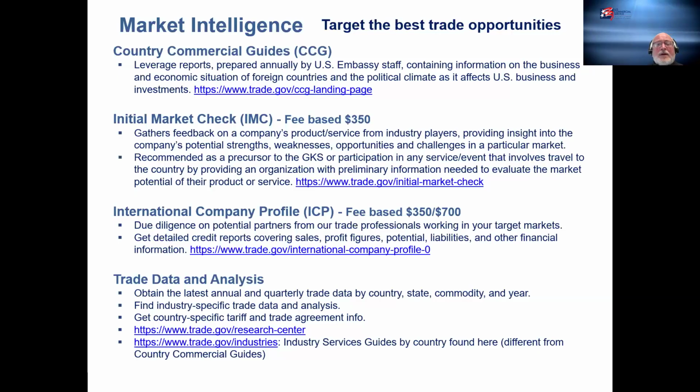So the more in-depth international company profile is more often ordered by our defense clients, our defense exporters that really want to make sure there's no skeletons in the closet of their trading partners before they enter into any transactions.